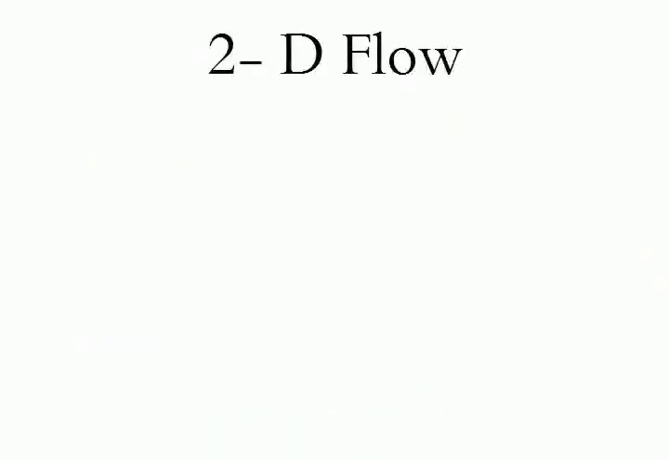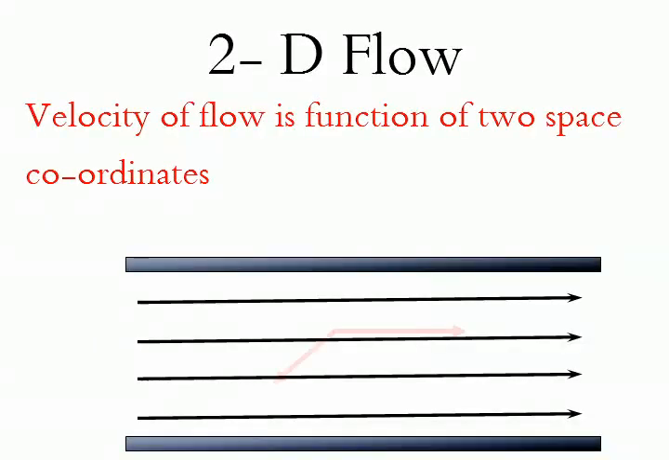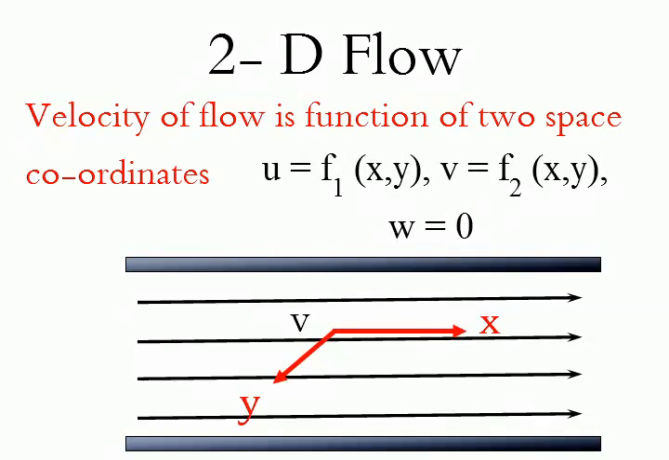The flow in which the velocity is a function of time and two space coordinates is called two-dimensional flow. Viscous flow between parallel plates is an example of 2D flow.